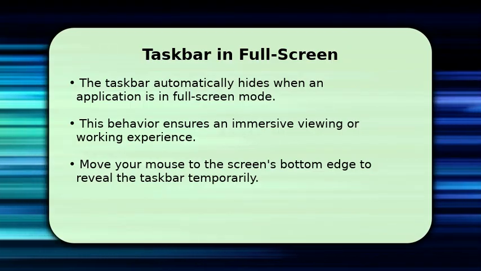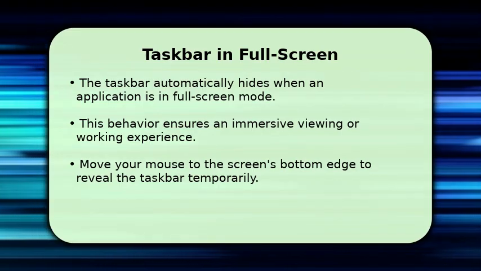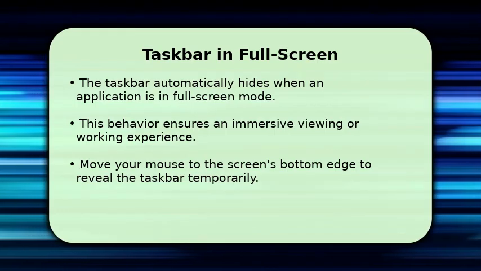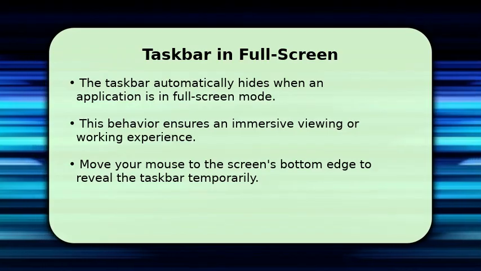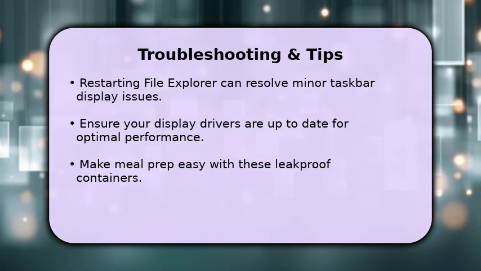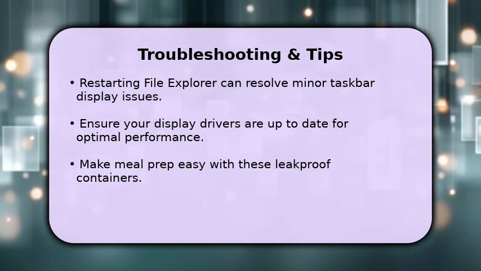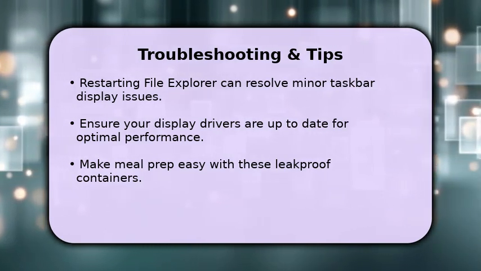If you need to access the taskbar while in full screen, simply move your mouse cursor to the very bottom edge of your screen. It will temporarily reappear, allowing you to click on icons or switch between applications, then hide itself again. If your taskbar isn't behaving as expected, a quick fix is to restart File Explorer.